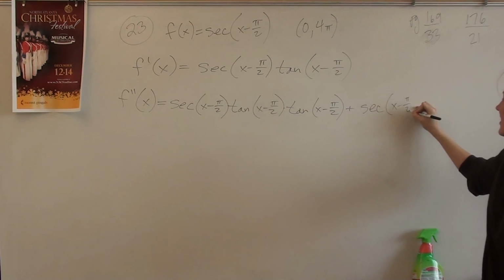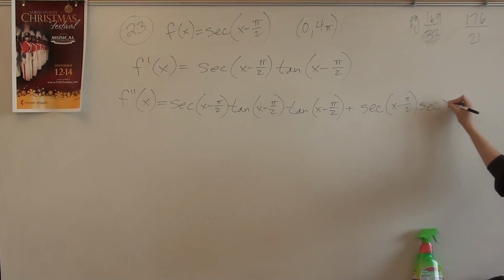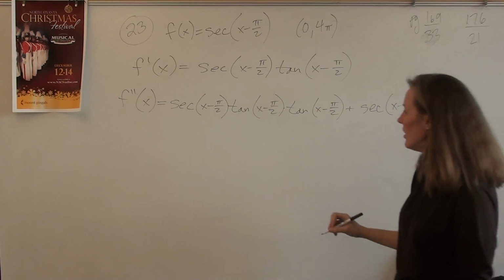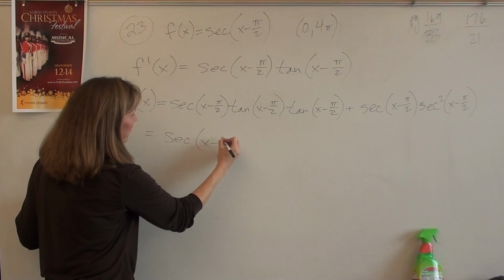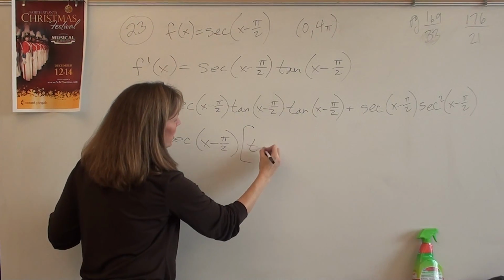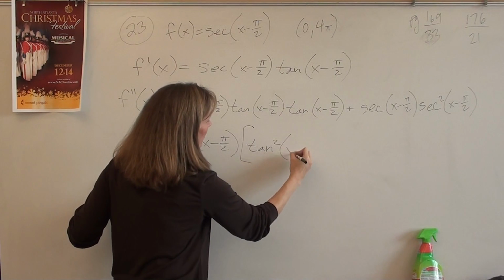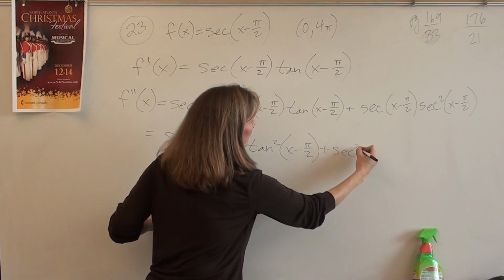Secant times the derivative of tangent, which is secant squared. Okay, so here's what we have. If we factor out a secant, we get times tan squared plus secant squared.